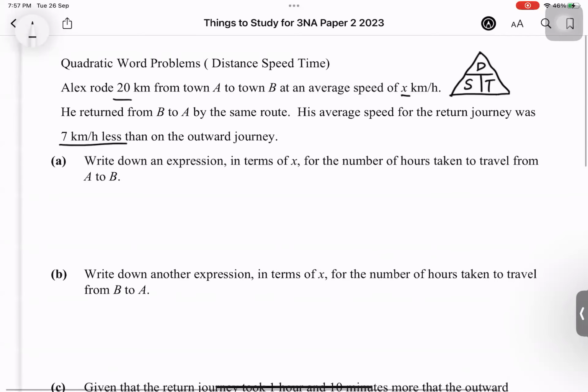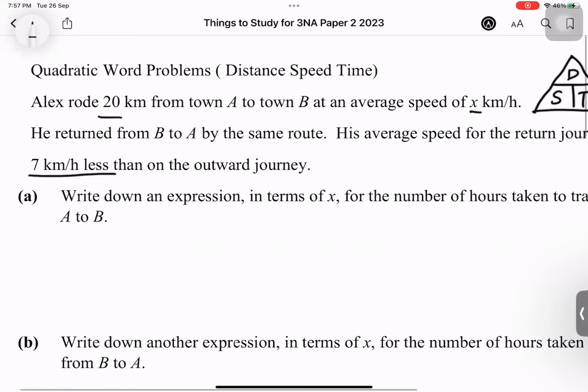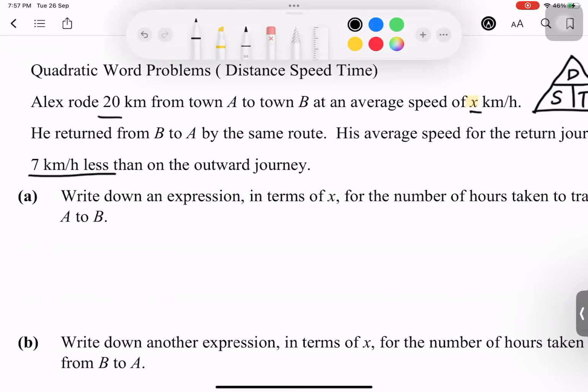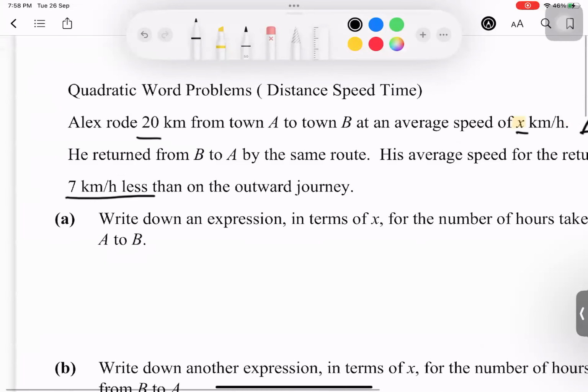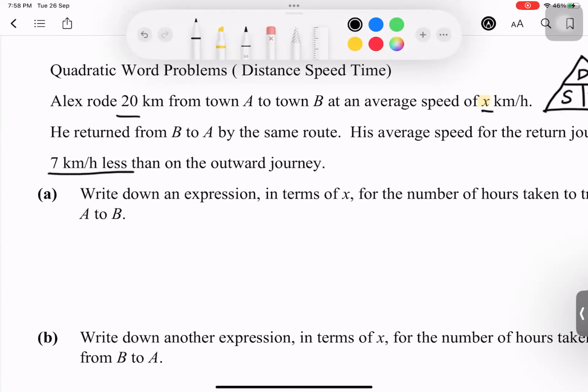This one, Elise. Are you there? Elise, how come you're eating? Oh, you're eating. How to find the new speed? 7 kilometers less. 20 over x. No, not 20 over. I'm asking you what's the new speed for the return journey. 7. What minus 7? Not 7. 7 kilometers less. What minus 7? Okay, never mind. She's eating already. x minus 7.